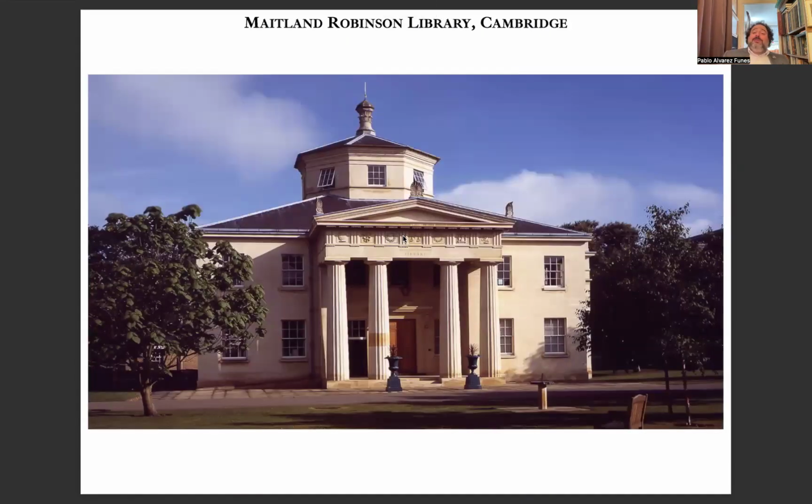And still staying within the Doric order, we have the Maitland Robinson Library in Cambridge, by Quinlan Terry. Here Quinlan Terry used the metopes to put different sculptures, making allegories and references to the knowledge that the library hosted. We can see here classical ones like medicine, law, history represented by the sand clock, but also technology represented by the antenna, and geography represented by the globe.